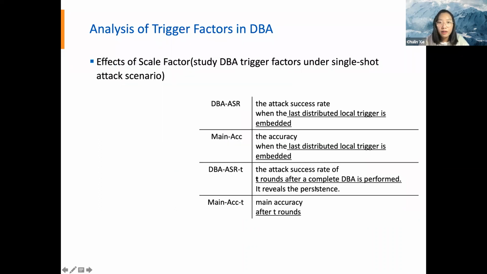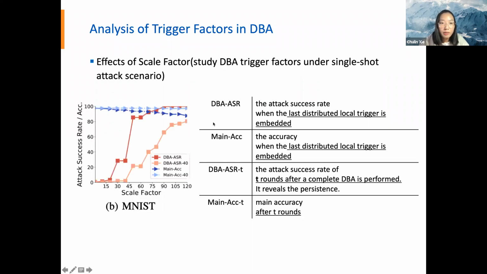And here we study the DBA trigger factors under single shot attack scenarios. We only change 1 factor in each experiment and keep the other factors the same. DBA ASR is the attack success rate when the last distributed local trigger is embedded. And the main ACC is the accuracy when the last distributed local trigger is embedded. DBA ASR-T is the attack success rate T rounds after a complete DBA is performed. It reveals the persistence of the attack. And the main accuracy, ACC-T, is the main accuracy after T rounds.